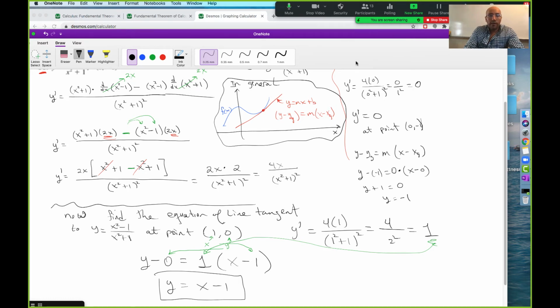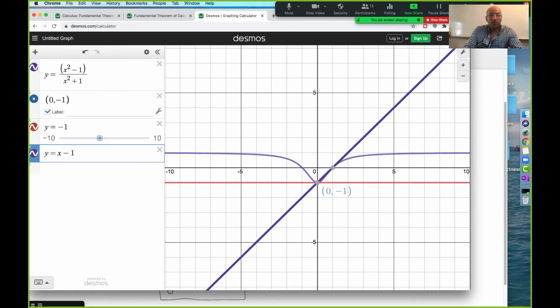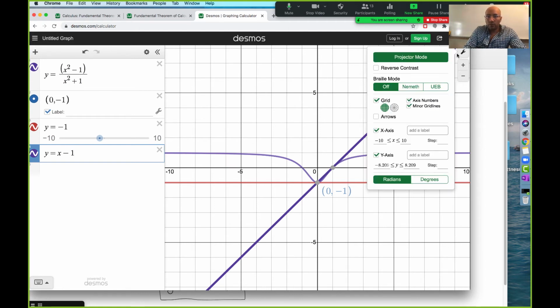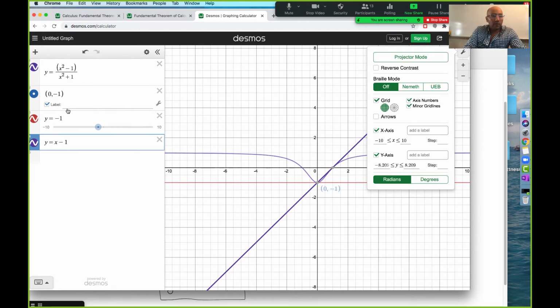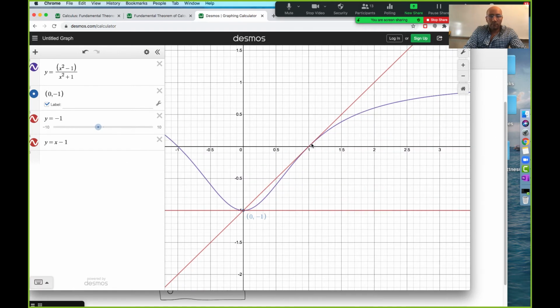Good. So let's let y equals x minus 1 in our graph and see what that looks like. Y equals x minus 1. And you know what? This projection mode is a little too thick. There we go. And let's change it to a red color again. There we go. Done. Good. So right there, this red line represents the equation that we need. Good. Questions?